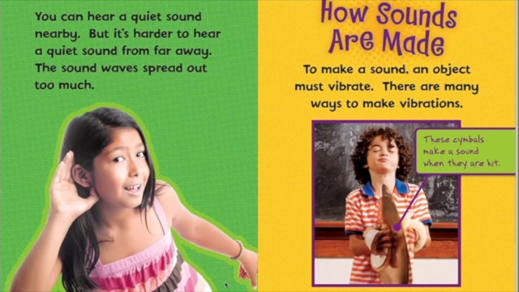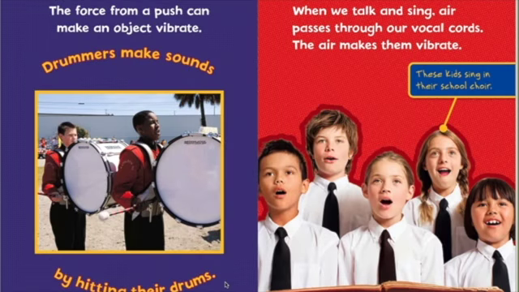How sounds are made. To make a sound, an object must vibrate. There are many ways to make vibrations. These cymbals make a sound when they are hit. The force from a push can make an object vibrate. Drummers make sounds by hitting their drums.